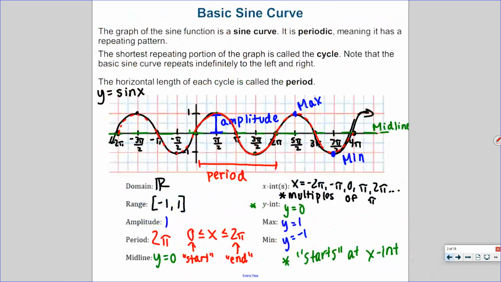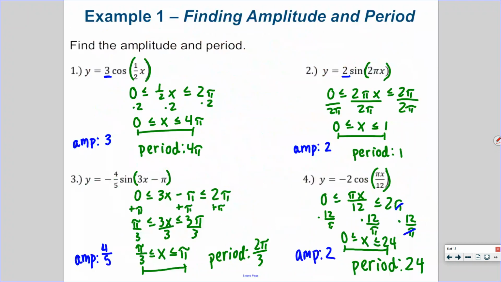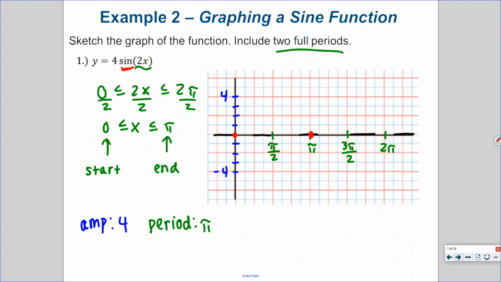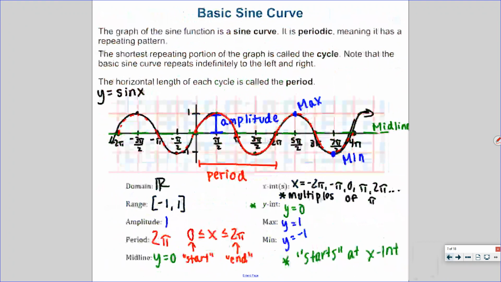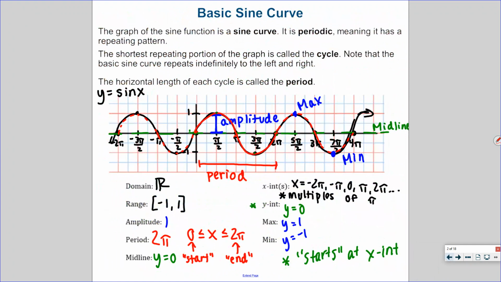Starts at an intercept, ends at an intercept. Halfway, crosses again. Okay, so it's going to cross, in this case, at pi over 2 and 3 pi over b. I'm just going to graph one period first.